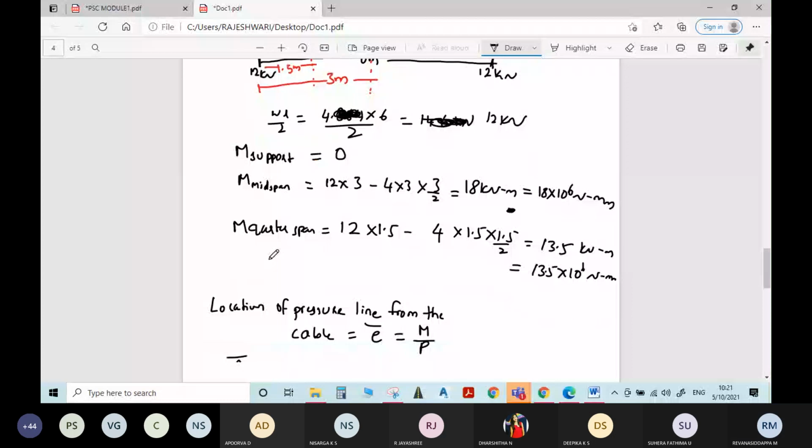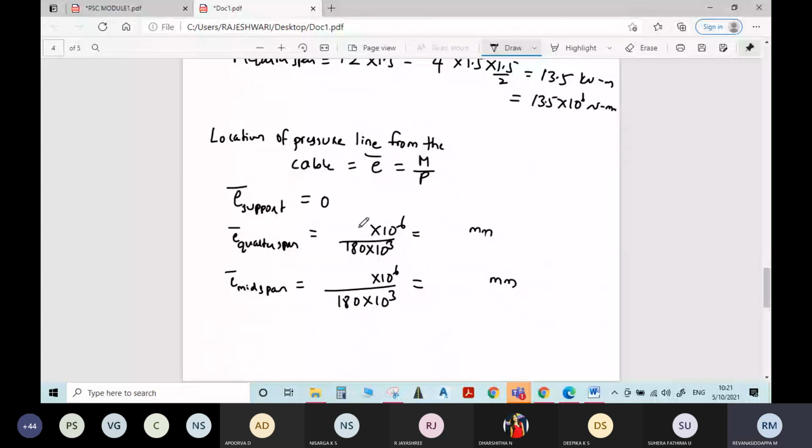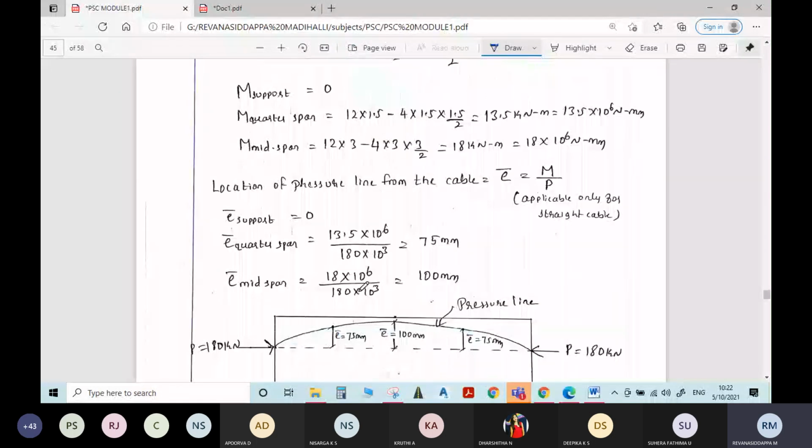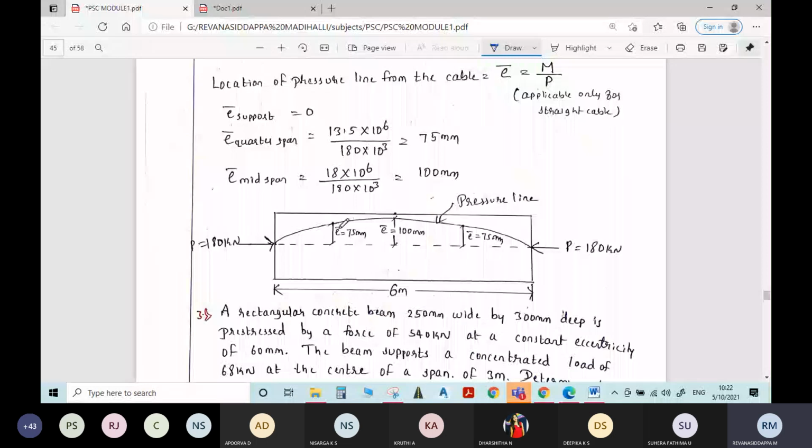Write the same formula. Here at quarter span 13.5 into 10 power 6. Then at midspan 18 into 10 power 6. Anyone got the answer? Tell me. 75 mm, sir. 75 mm. At midspan? 100, sir. Yes, 100 mm. Write the figure. At quarter span, eccentricity is 75 mm. At midspan, eccentricity is 100 mm.